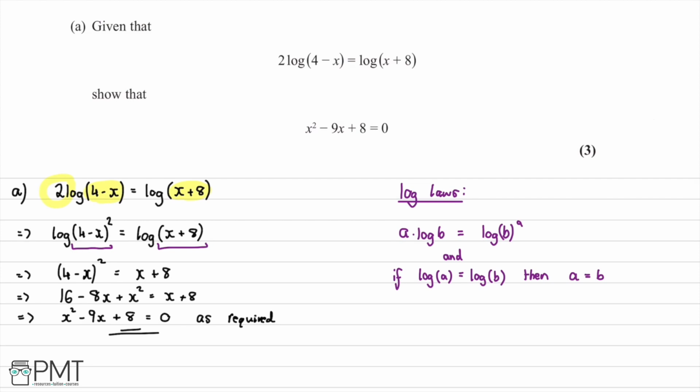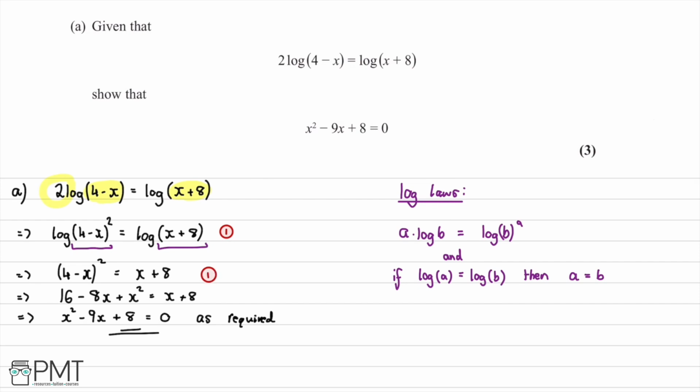Like I said, this was worth 3 marks, and where do we receive our first mark? Well, we receive it for using this power log law, so from going from here to here. We pick this up at this stage here. We then receive our second mark for eliminating the logs to form a quadratic equation in x. So that was at this stage here.